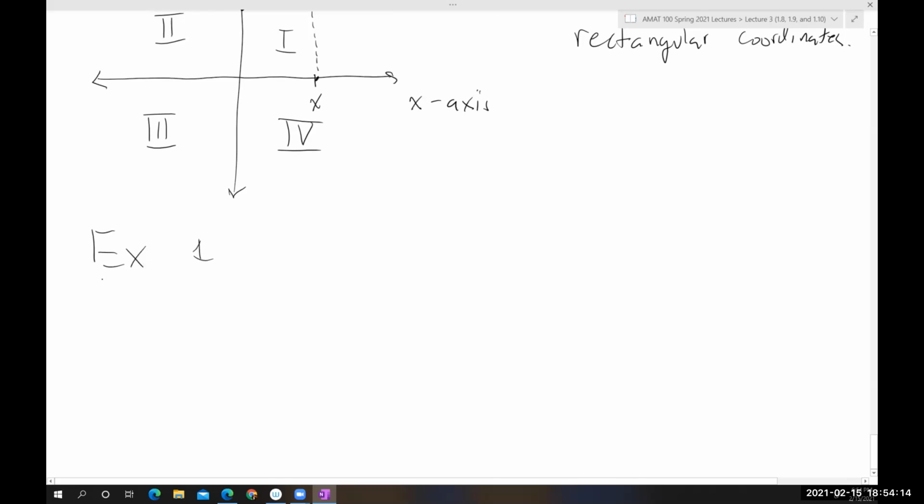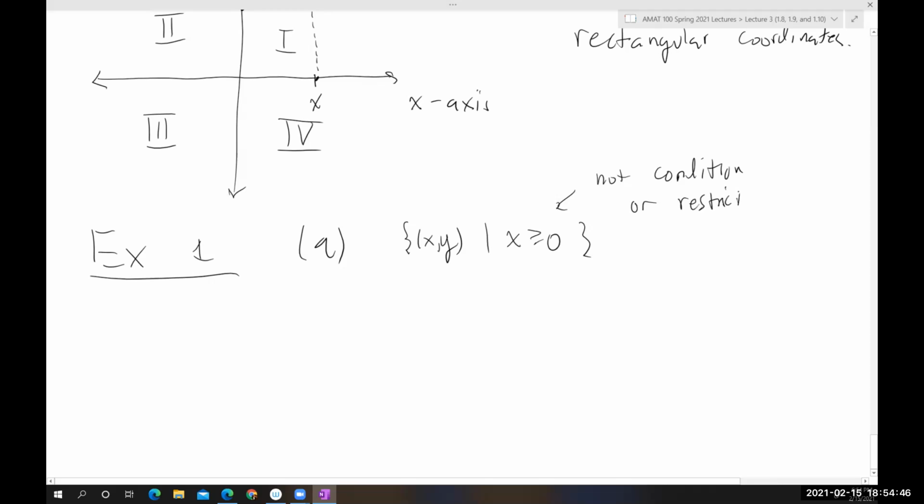So we have example 1 from section 1.9. This is A. So the set we have is the set of all x comma y. This is a subset of the coordinate plane. It's a subset of R squared. So the set consists of all ordered pairs x comma y such that x is greater than or equal to 0. Now note there's no condition or restriction on y. Y can be anything. So this just says that the x coordinate has to be greater than or equal to 0. And this is not hard to plot.